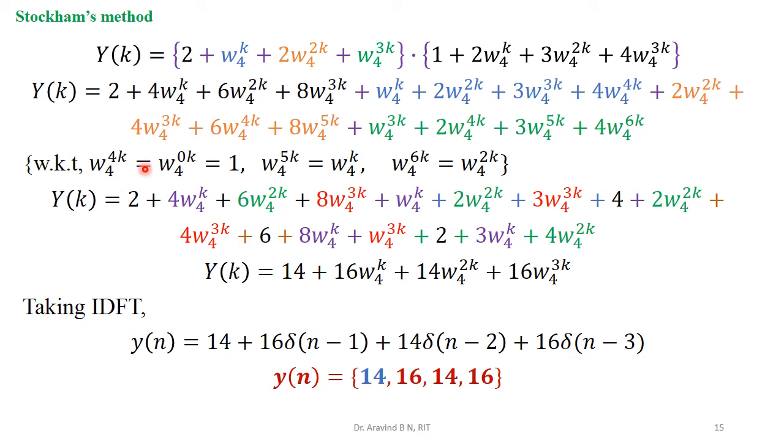So omega 4 power 4k is mapped with omega 4 power 0 into k, that will be equal to 1. Omega 4 power 5k is mapped with omega 4 power k, then omega 4 power 6k will map with omega 4 power 2k. That means wherever omega 4 power 6k is present in this particular expression, that will be replaced by omega 4 power 2k. Omega 4 power 5k will be replaced by omega 4 power k. Omega 4 power 4k will be replaced by 1. By making all such replacements in this equation, we are going to get this representation.